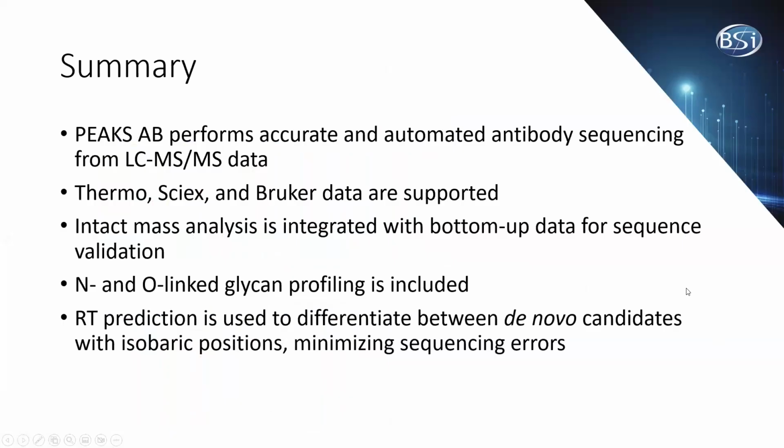So in summary, PeaksAB performs accurate and automated antibody sequencing from LC-MS data. We now support Thermo, SciEx, and Bruker data. Intact mass analysis is integrated with the bottom-up data for sequence validation. And O-link glycan profiling is included in the new build. And retention time prediction is used to differentiate between de novo candidates with isobaric positions in order to minimize the sequencing errors.